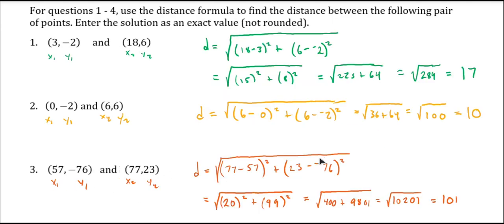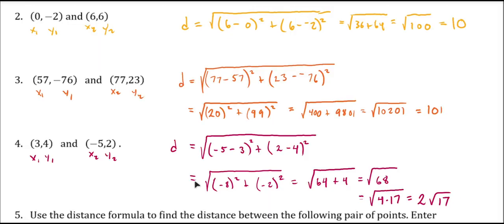Plugging these numbers in as such, we take our differences, keeping track of our signs. We square those differences and then sum those squares, which gives us this number, which I wouldn't have known, but for a calculator, has a square root of 101. Finally, we get one that doesn't completely simplify. Plugging in our numbers, taking our differences, taking our squares and our sums, we have a square root of 68 by the time we're done evaluating the arithmetic within the formula.